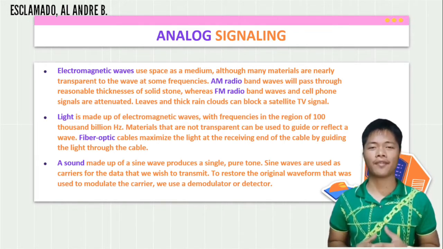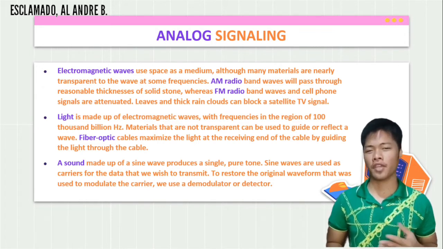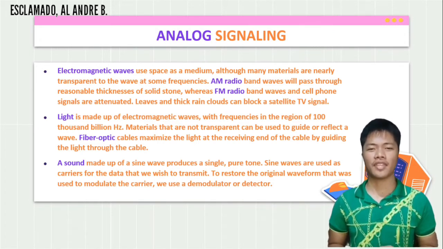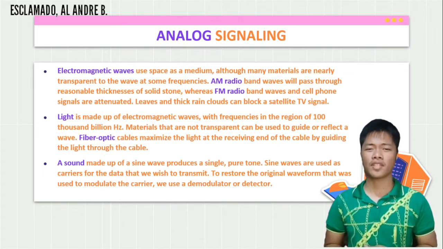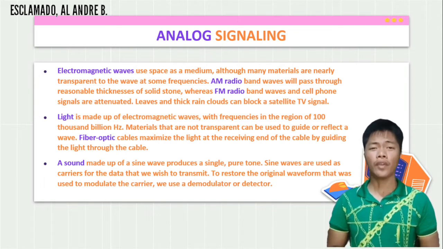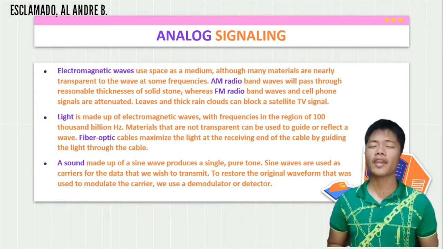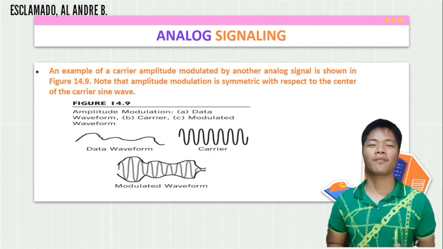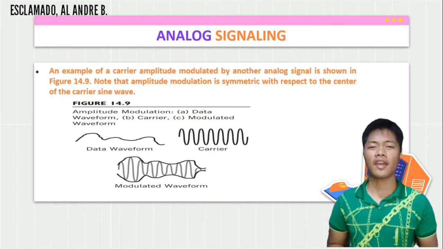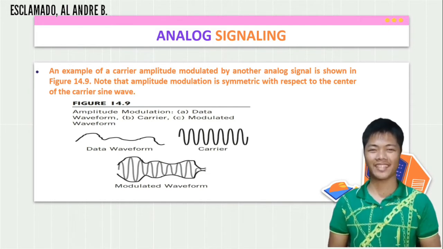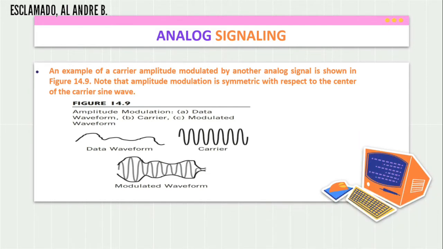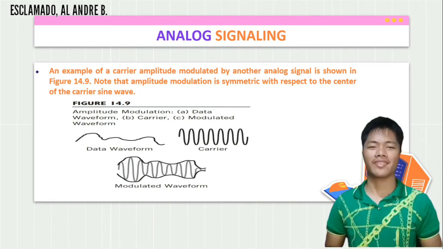A sound made up of a sine wave produces a single pure tone. Sine waves are used as carriers for the data that we wish to transmit. To restore the original waveform that was used to modulate the carrier, we use the demodulator or detector. An example of a carrier's amplitude modulated by another analog signal is shown in figure 14.9. Note that amplitude modulation is symmetric with respect to the center of the carrier sine wave.